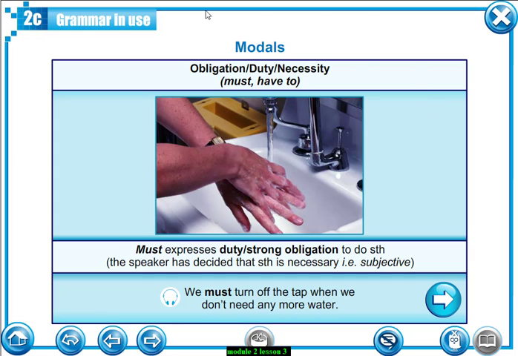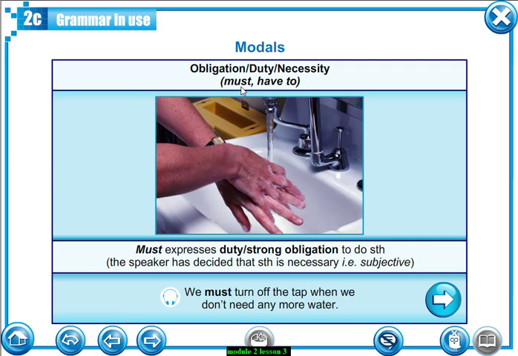Let's start. Today we are talking about modals. Modals have very different kinds. It only depends on how we can use modals. Let's start with the first kind of modals.